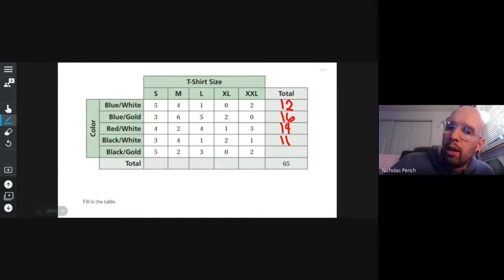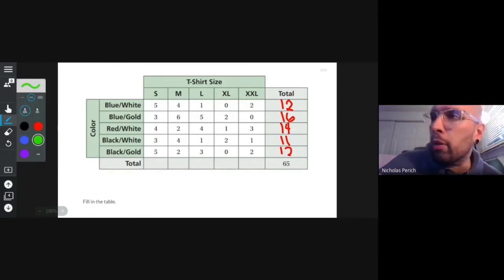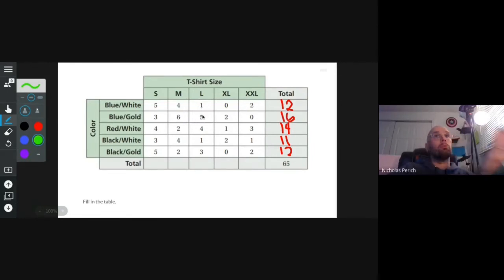And if you're looking down there and wondering, where did that 65 come from? If I were to add all these red numbers, I would get 65. So if I'm ordering a bunch of shirts and I call the t-shirt company and they were like, wait a minute, just to make sure, how many people want black white? I could be like, 11 people want black white. Oh, okay. And how many people wanted blue gold? Blue gold. 16 people wanted blue gold. How many of those blue golds were larges? Blue gold. 5 of those blue golds were larges because I match up the blue gold with a large.